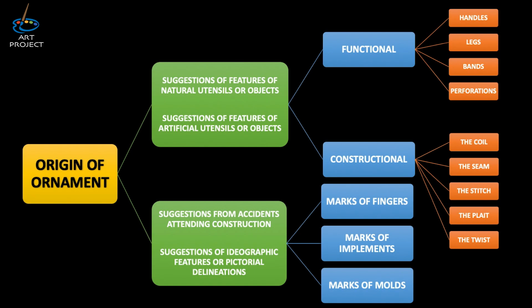Elements, non-ideographic from the start, are derived mainly from two sources: first, from objects, natural or artificial, associated with the arts, and second, from the suggestions of accidents attending construction. Natural objects abound in features highly suggestive of embellishment, and these are constantly employed in art. Artificial objects have two classes of features capable of giving rise to ornament. These are constructional and functional.